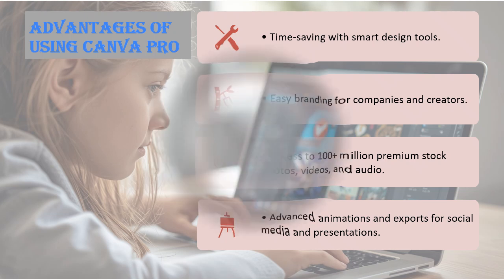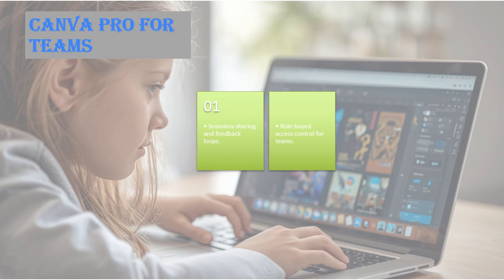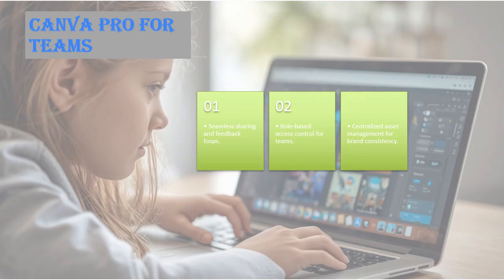Canva Pro for Teams. Teams love Canva Pro for its smooth collaboration features. You can share designs, get feedback, and edit together in real time. With role-based permissions and asset management, your brand stays consistent, whether you are in marketing, education, or design.